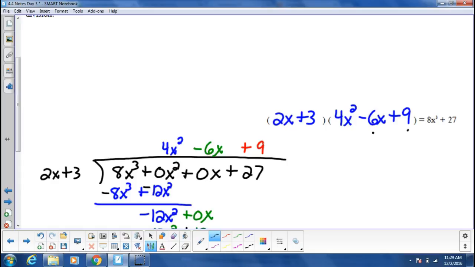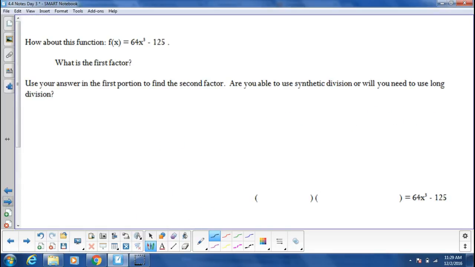Okay? Let's try another one and see if we can come up with a new pattern. Okay? What's the first factor going to be? 4x minus 5. I would concur with 4x minus 5. Okay? So let's do some long division and figure that out. Divide 64x cubed minus 125 by 4x minus 5.